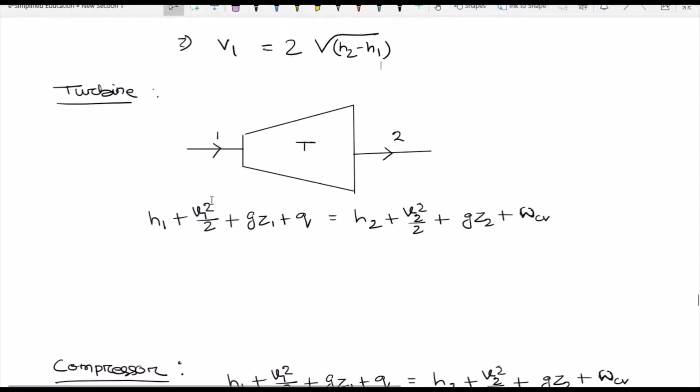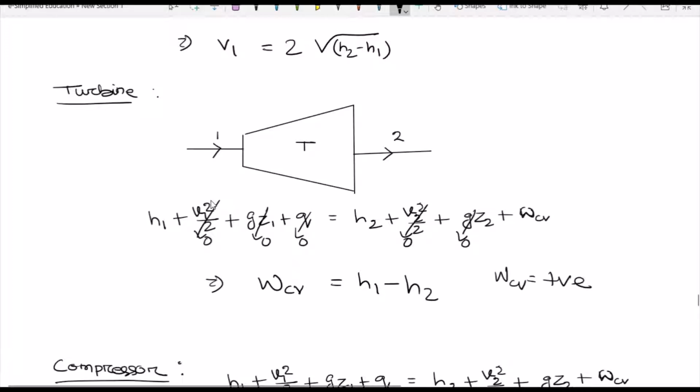Next, coming to the turbine. For a turbine, potential energy is 0, and q is also 0 as it is not taking any heat input, so we assume q is 0 and gz2 is also 0. The turbine produces work, so we only focus on work, as kinetic energy is also neglected. We get the control volume work done as h1 minus h2, and it will be positive because h1 is greater than h2.